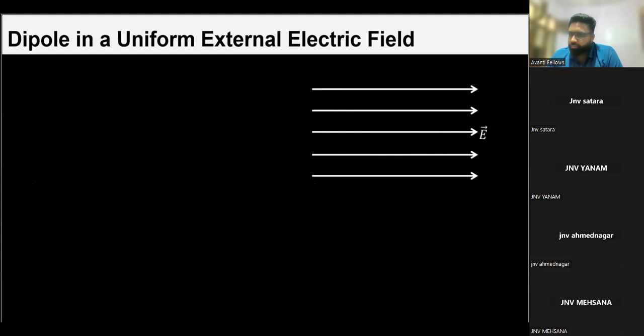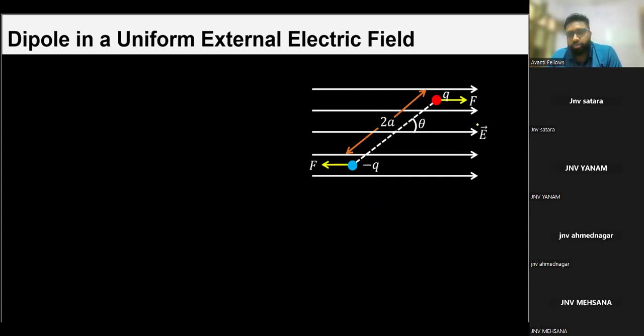Now we have put the dipole in the uniform external electric field. See, this is the uniform external electric field, E vector. This is the dipole and we have placed the dipole in a slightly tilted position so that we can observe it easily. The angle at which it has been placed from the electric field is theta.